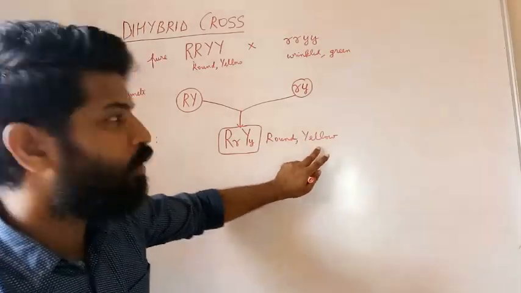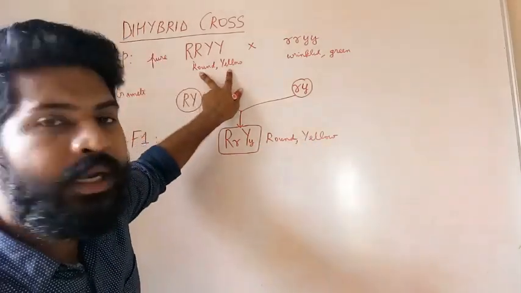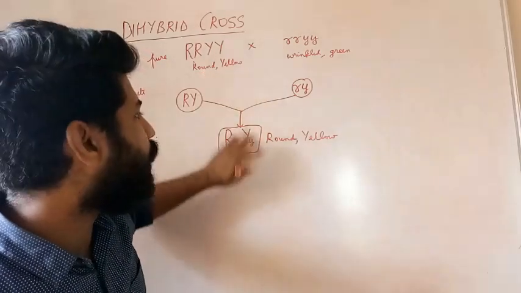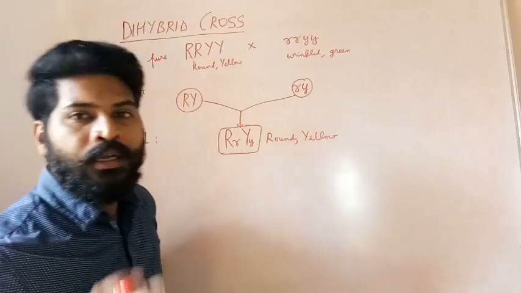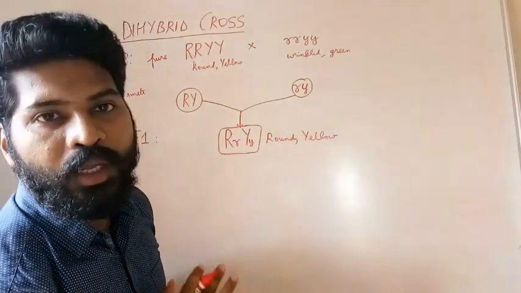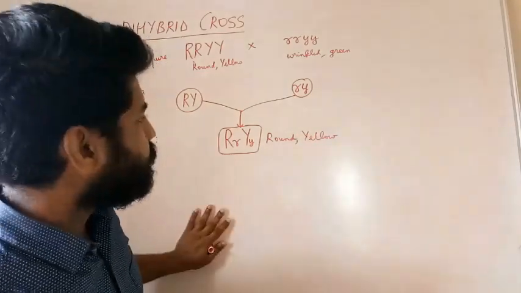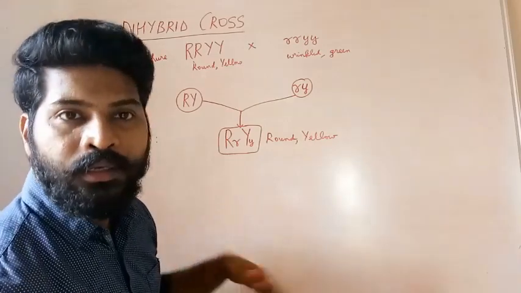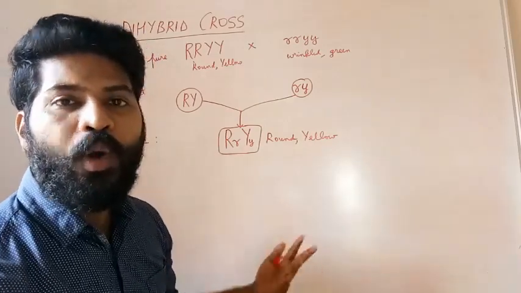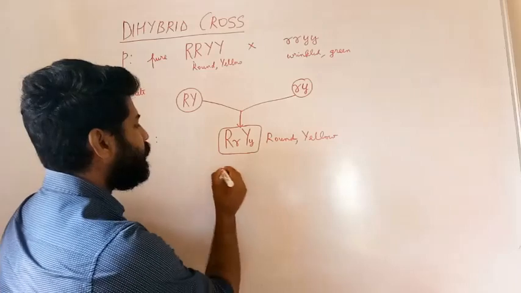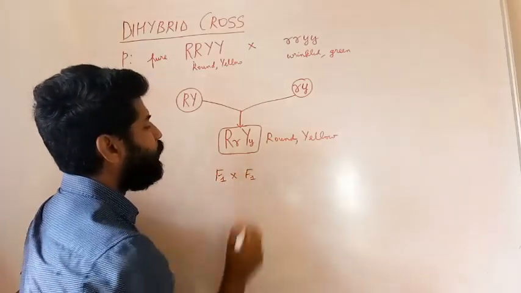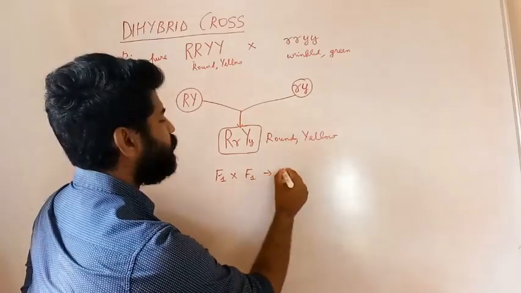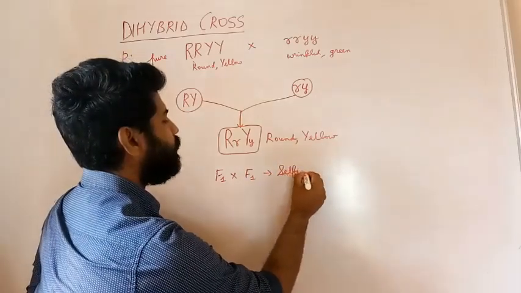So in the F1 generation, only the dominant traits will be seen. So all F1 plants are round yellow. Till now it is similar to the monohybrid cross. Then once again Mendel wanted to know what happens if you cross F1 with F1. So the next step is selfing of F1 into F1, self-pollination or selfing.